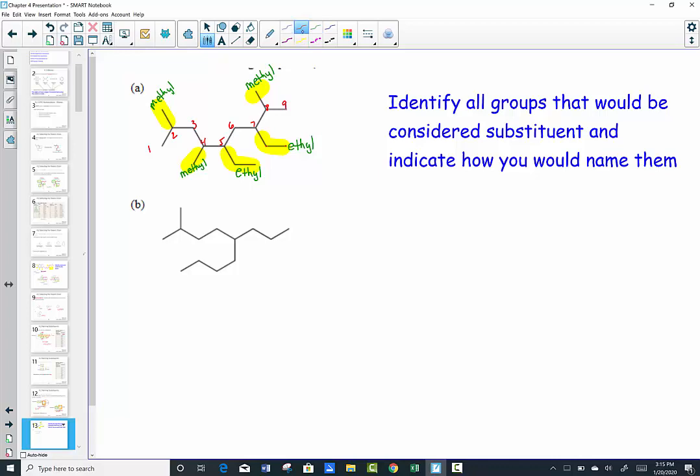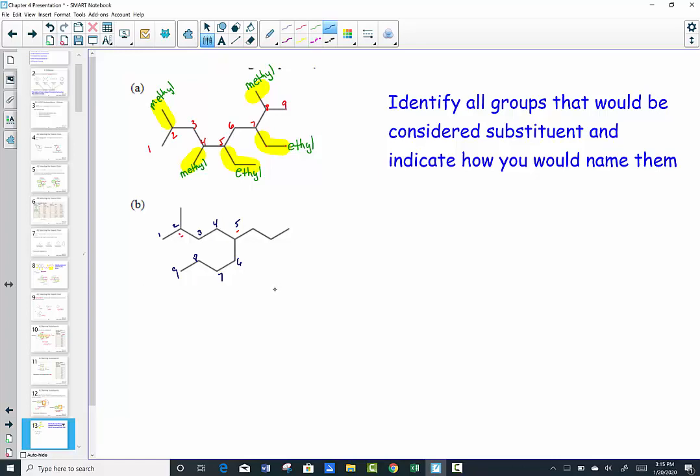Let's try another. Longest carbon chain. 1, 2, 3, 4, 5, 6, 7, 8 if I went straight across. How about 1, 2, 3, 4, 5, 6, 7, 8, 9 if I went down. So that's the longest carbon chain, not what I numbered in red. So let me erase that. We found 9 carbons going down. 1, 2, 3, 4, 5, 6, yep, 9.